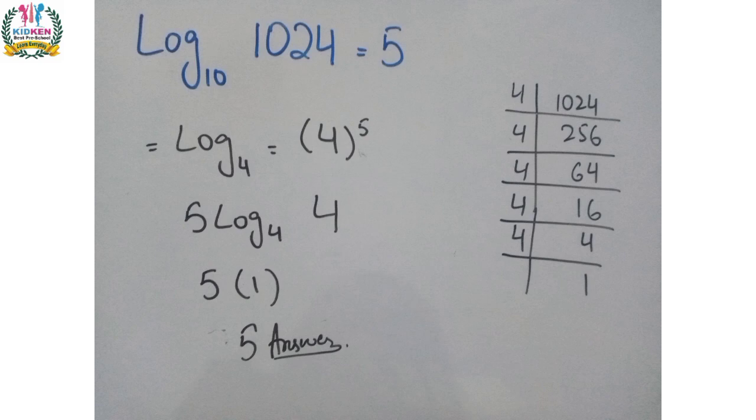Next question is log base 4 of 1024 equals to 5. Again we can take the LCM of 1024 first. The LCM of 1024 is 4 power 5. So we can write this as log 4 power 5. So 5 log 4, we have 4, and we can take log base 4 of 4 is equal to 1. So 5 into 1, we have answer 5.